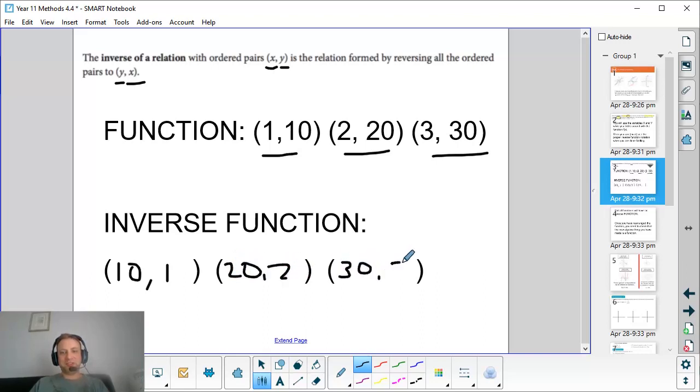Now, most questions won't involve coordinates, they'll involve the actual rules. But what the rules are going to do, and the reason why we're doing the maths that we're doing, is we need to make sure all our x's turn into y's and all our y's turn into x's, and then you've got an inverse opposite function.